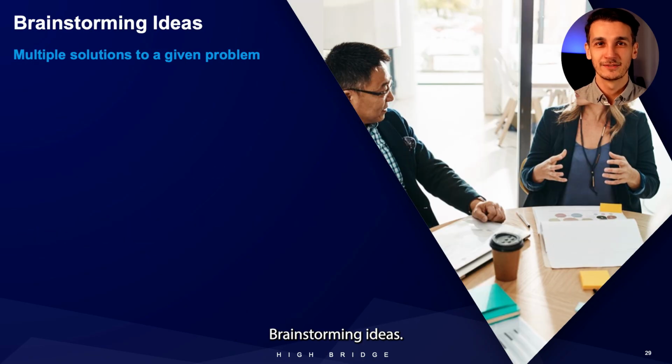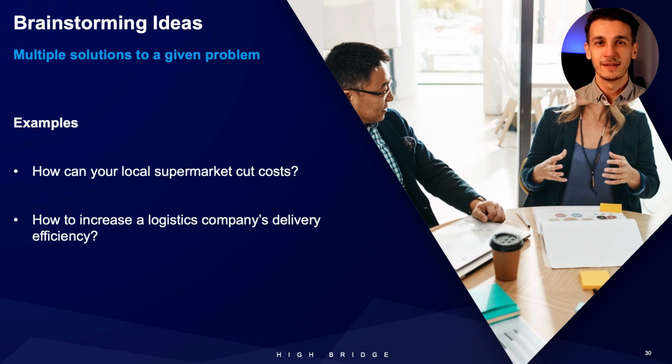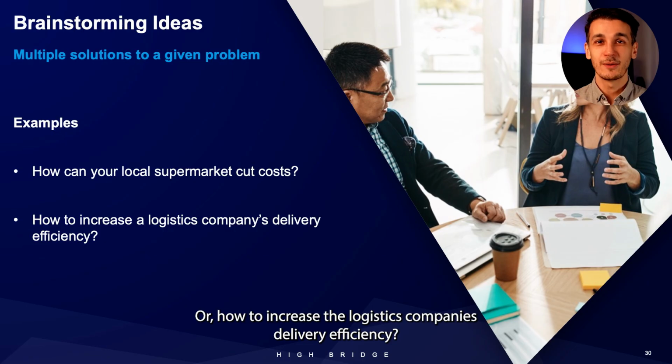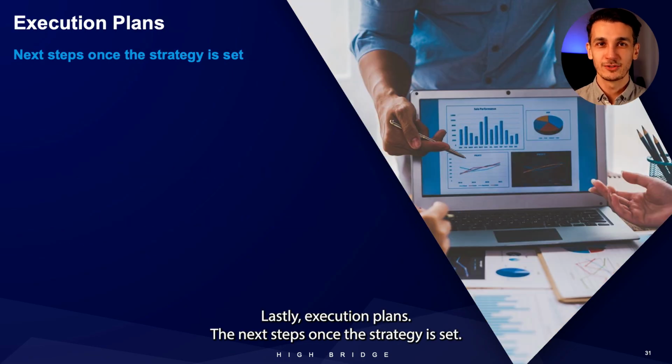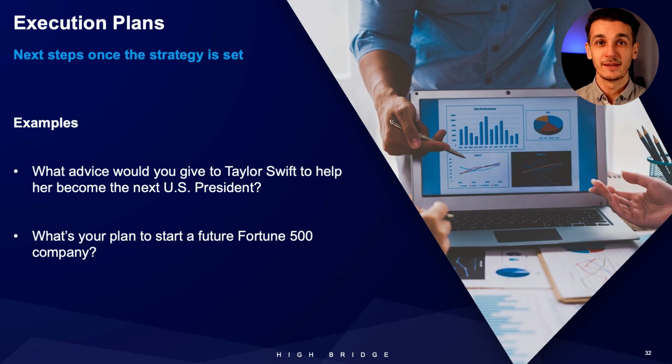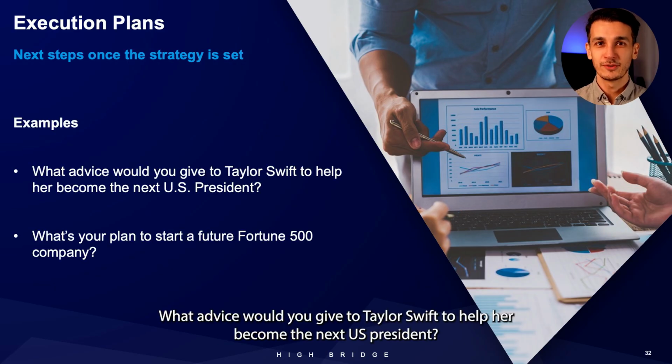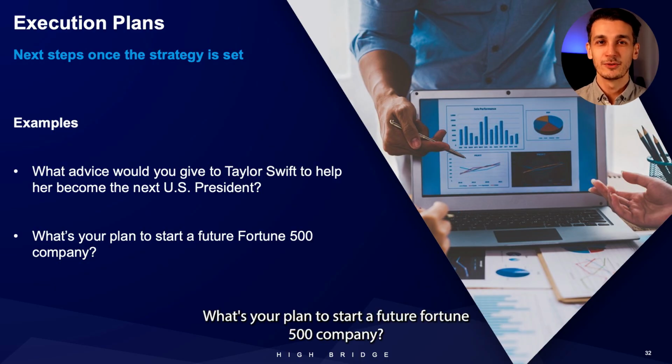Brainstorming ideas. Multiple solutions to a given problem. How can your local supermarket cut costs? Or how to increase a logistics company's delivery efficiency. Lastly, execution plans. The next steps once the strategy is set. What advice would you give to Taylor Swift to help her become the next US president? What's your plan to start a future Fortune 500 company?